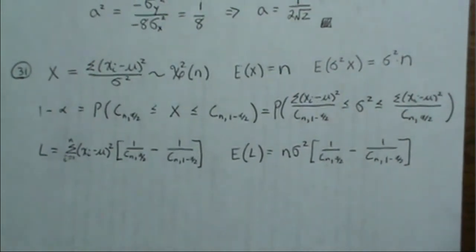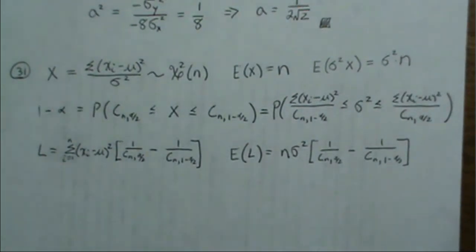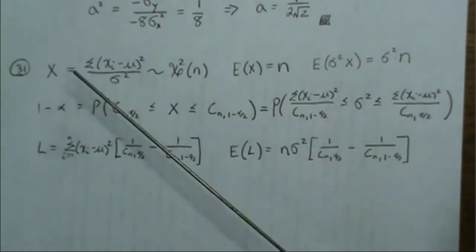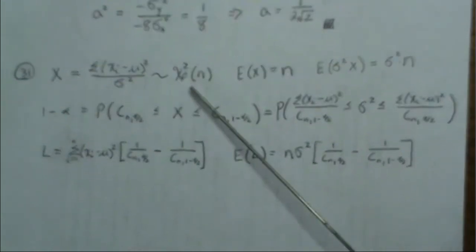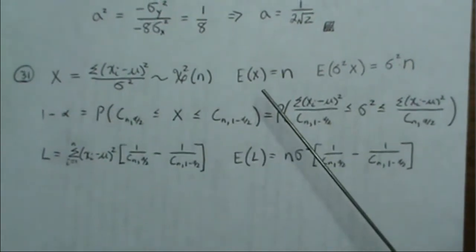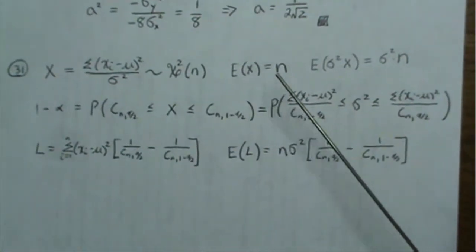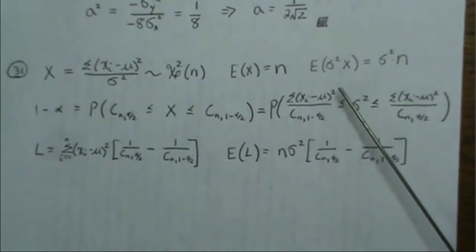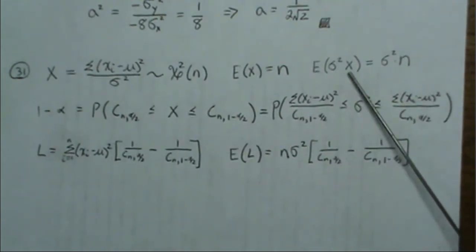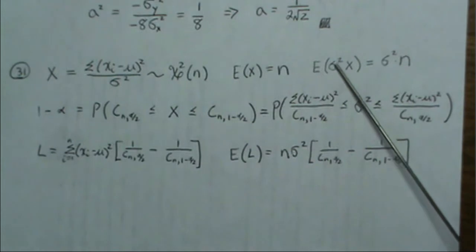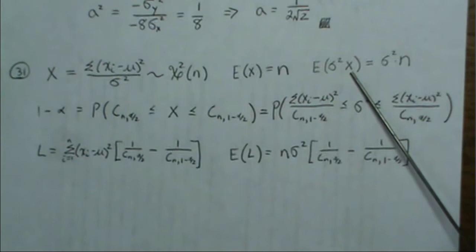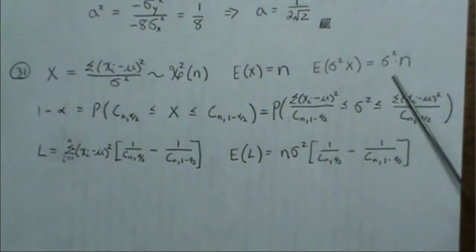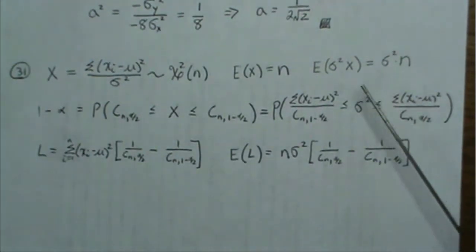Now, number 31, we want to find the expected length of a confidence interval. So here's a note first of all. If x is chi-squared, well, x is this quantity, which we know is chi-squared n. That means the expected value of x is n. Now, if we take the expected value of a constant times x, then you can bring the constant out, and that's the constant times the expected value of x, which is just n. So we get this piece here. Now that's going to play a part in a second here.